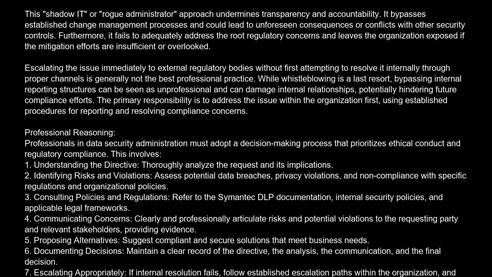7. Escalating appropriately. If internal resolution fails, follow established escalation paths within the organization and consider external reporting only as a last resort after exhausting internal options.